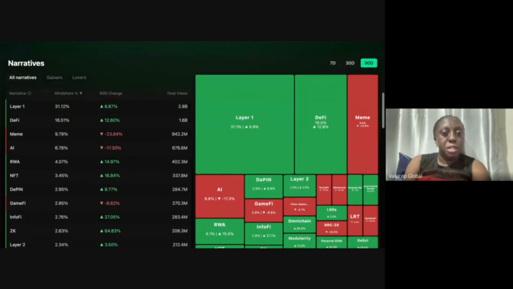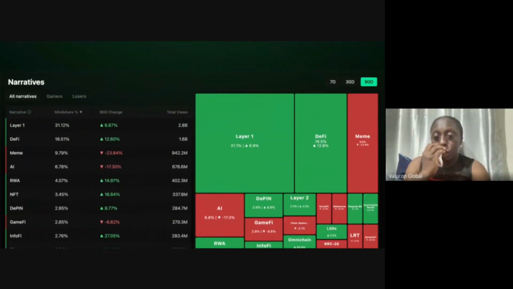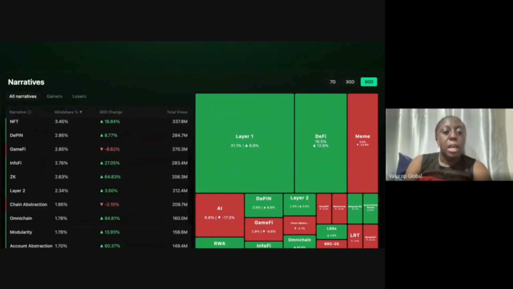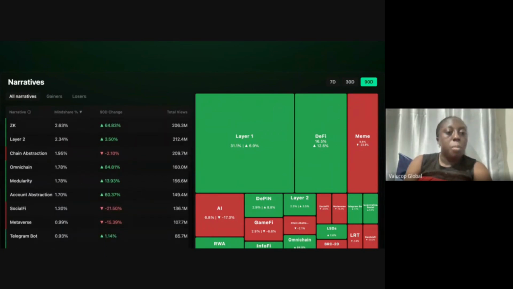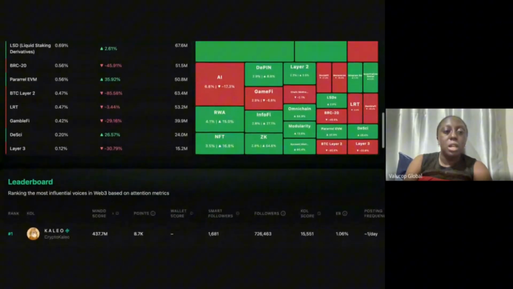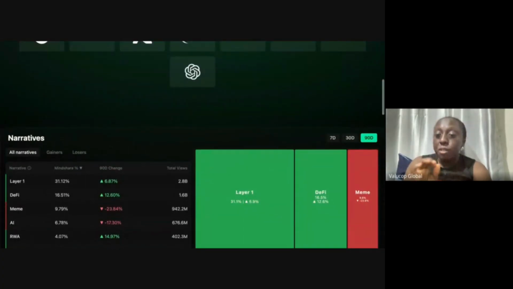So these are the narratives that are trending in the industry right now. People also invest in people that trade, and they trade based on which narrative is at the top of the mind right now. So we have things like layer one, DeFi, memes, AI, RWA, NFT, DePIN, GameFi, InfoFi, ZK, layer two, chain abstraction, omni-chain, modularity, account abstraction, SocialFi, metaverse, Telegram bots. These are different categories, and what do they even mean? Each of them has a category, and they have products that are under that category.